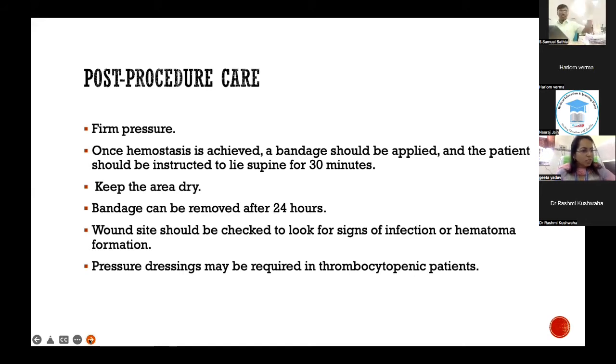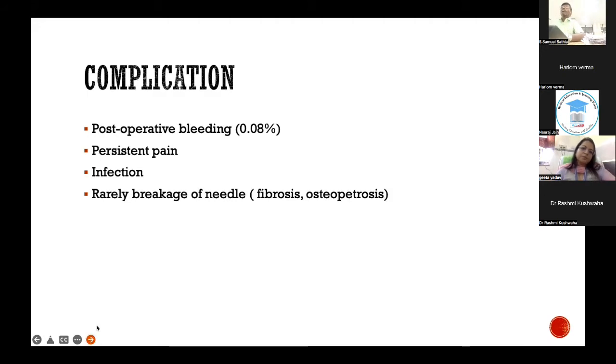And in cases of thrombocytopenia, pressure may be required for longer. It's a very safe procedure and complications hardly occur, but we do see complications like post-procedure bleeding, persistent pain, infection, and sometimes breakage of the needle in cases of very fibrotic bone or osteopetrosis. It's a disease in which there is no medulla, there is only cortical bone. So we do see these cases.